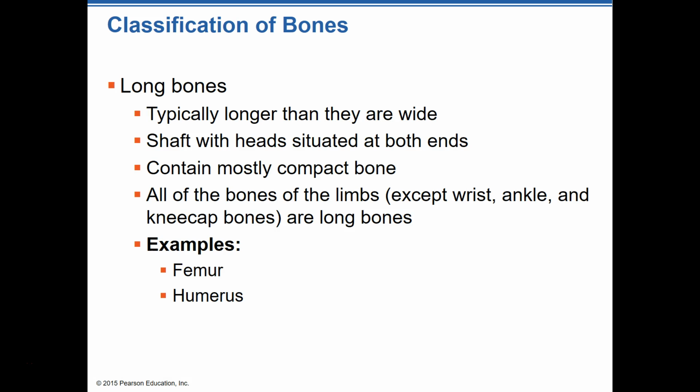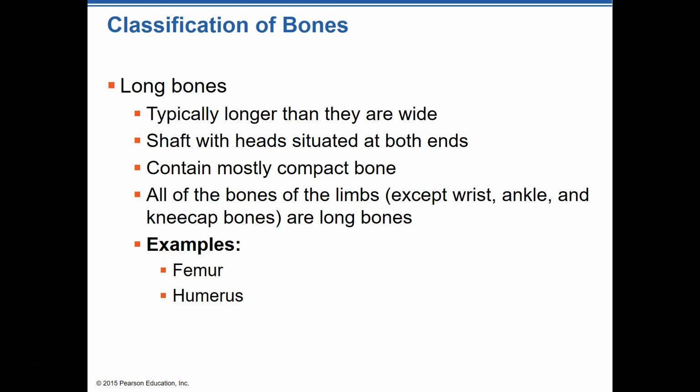Obviously, long bones are typically longer than they are wide. It sounds kind of weird in saying that, but they're longer than they are wide. That's what makes them a long bone. They have a shaft with heads situated at both ends, and those are basically attachment points. They're mostly made up of that compact bone, they're dense bone.